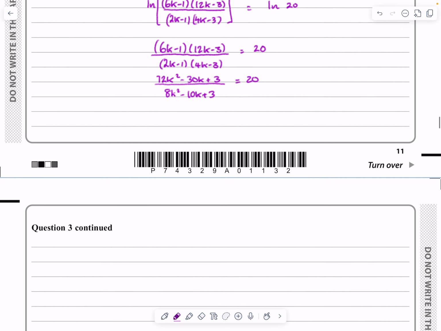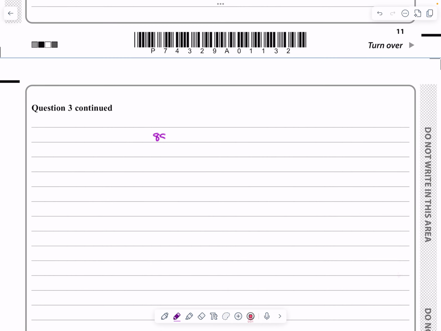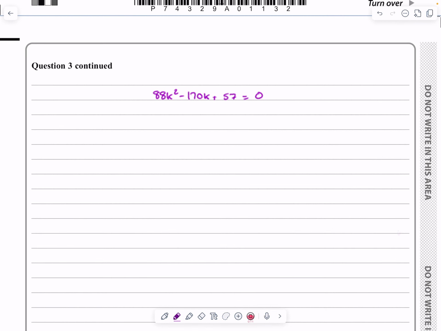This is just algebra now, so just getting this all sorted out. We're going to get 72k squared minus 30k plus 3 is equal to 160k squared minus 200k plus 60. That tidies up to 88k squared minus 170k plus 57 equals 0. Now at this stage, they might expect you to be able to factorize. You could use the quadratic formula. Only because I've done it for a while, I've already done it previously.